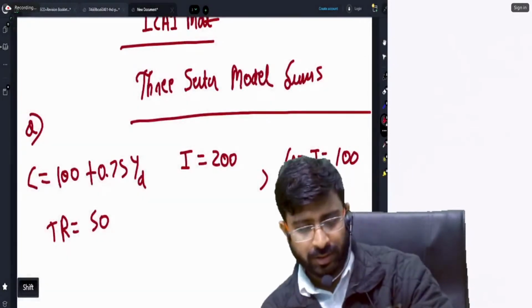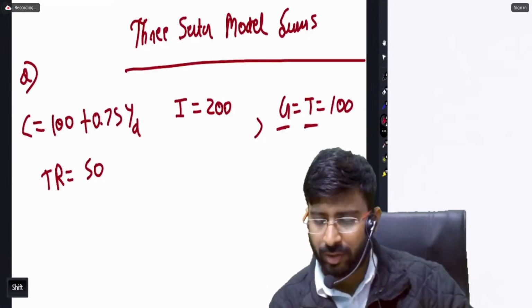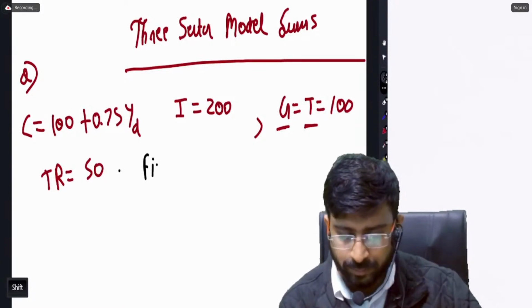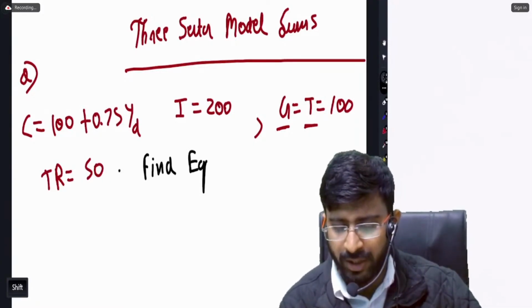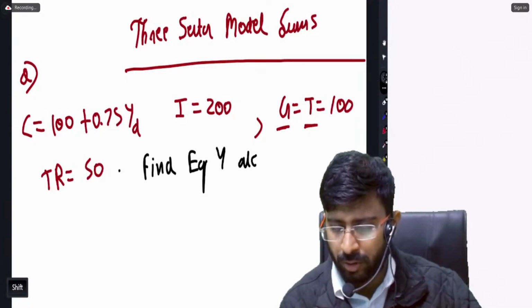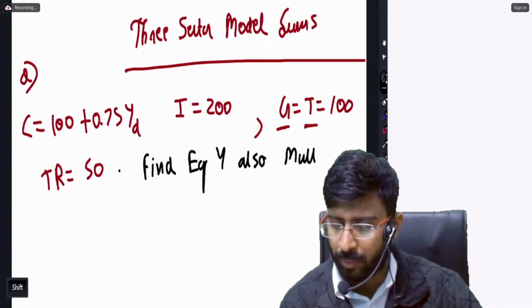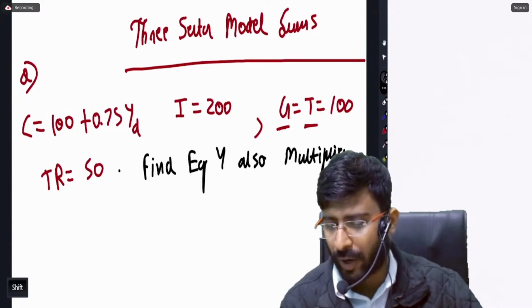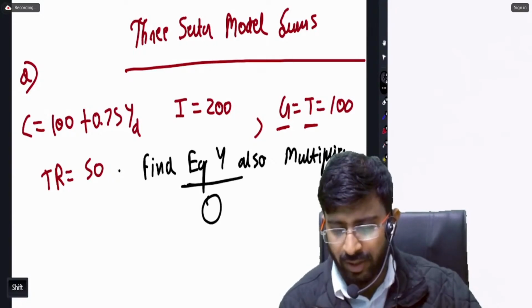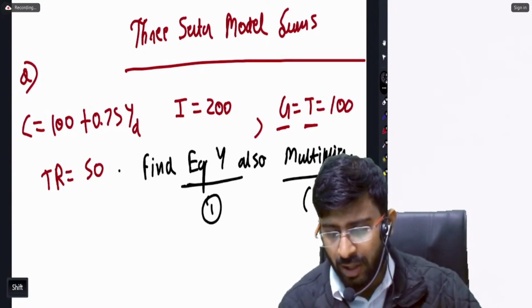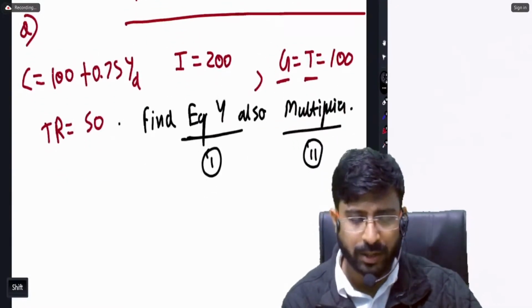Let's solve it in two ways. Find equilibrium income and also the multiplier. So you have to find two things. Number one is equilibrium income, and number two is the investment multiplier.